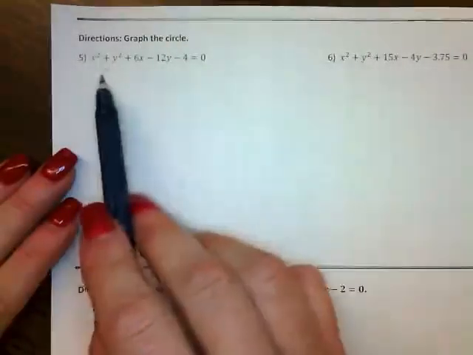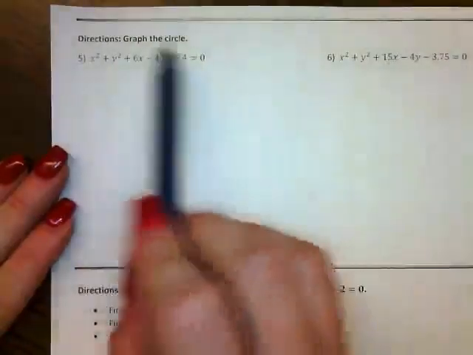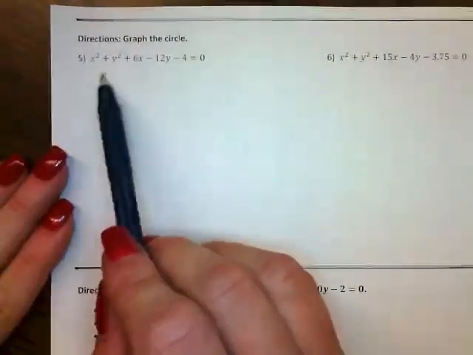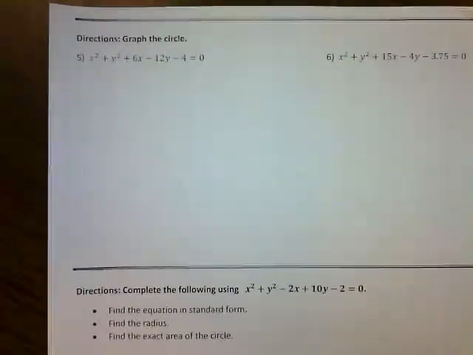Okay, example number 5, the directions say graph the circle. Right now, I would have a very hard time graphing this circle, but if we convert it back to standard form, this is going to be really easy. So let's start that conversion process.